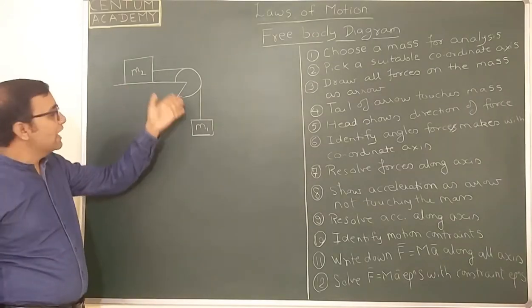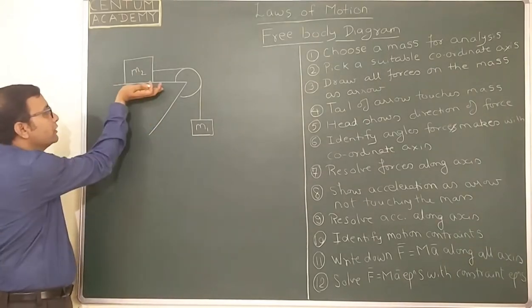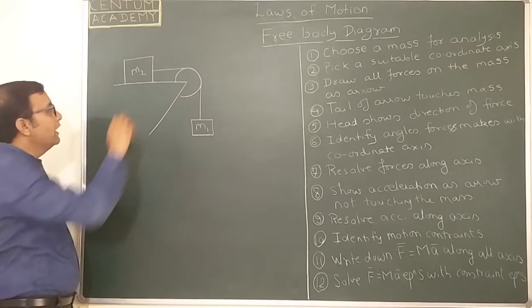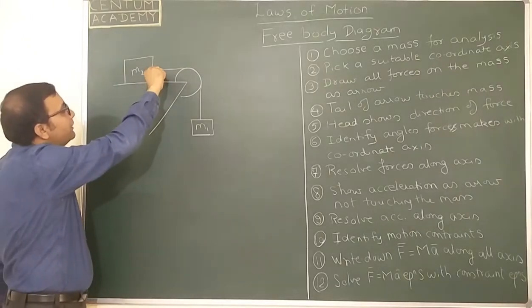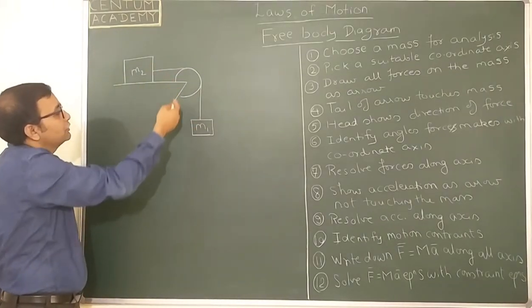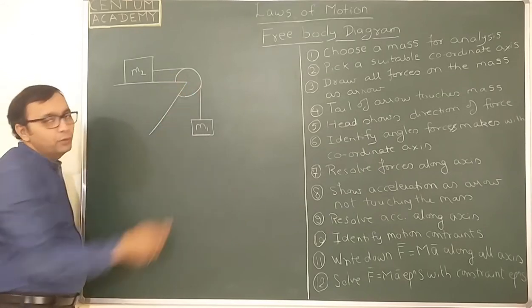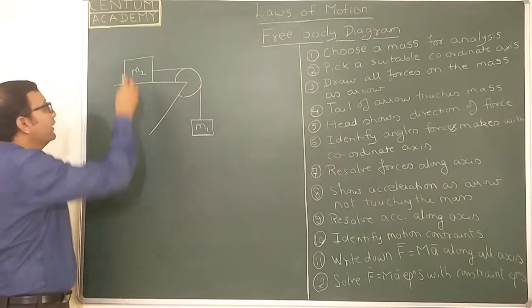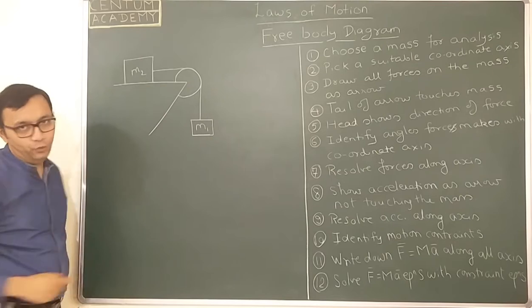Now the situation is as shown in the figure. On the horizontal surface, mass m2 is kept and a thread is tied between m2 and m1 as shown in the figure via a pulley. Okay, we need to find out the acceleration of m2.